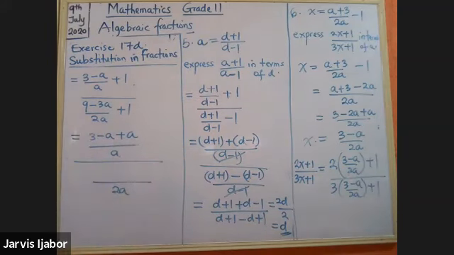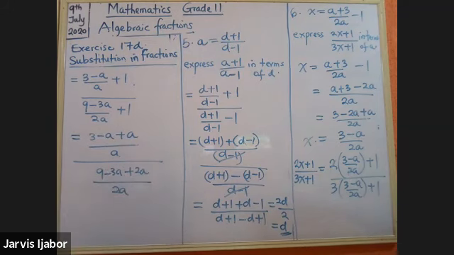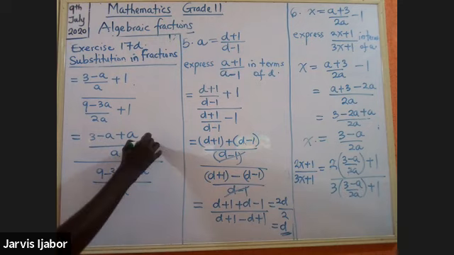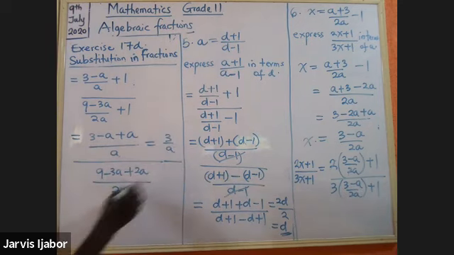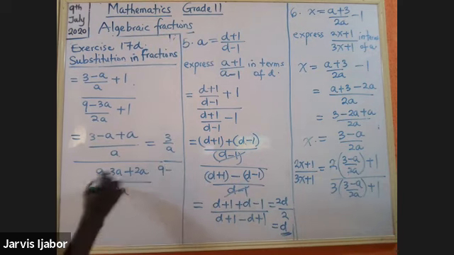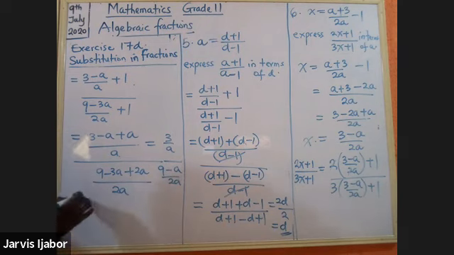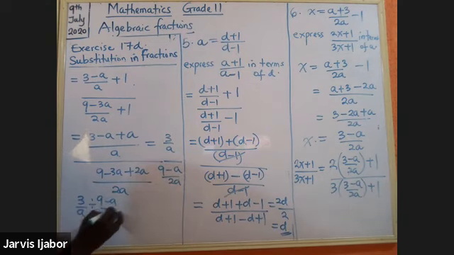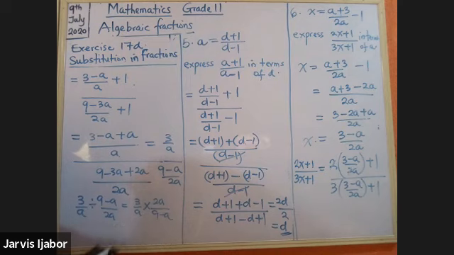The LCM of this one is going to be 2A. 2A divide this will give me 9 minus 3A plus 2A. So what do I have here? This will give me 3 over A all over what? 9 minus A over 2A. So this will be 3 over A divided by 9 minus A over 2A, which will be 3 over A times 2A over 9 minus A. A will go with A, and my final answer becomes what?